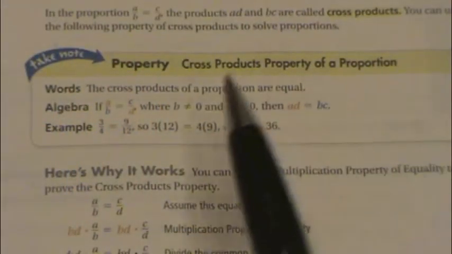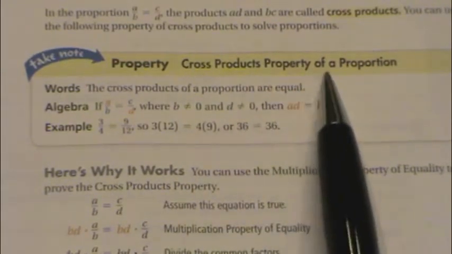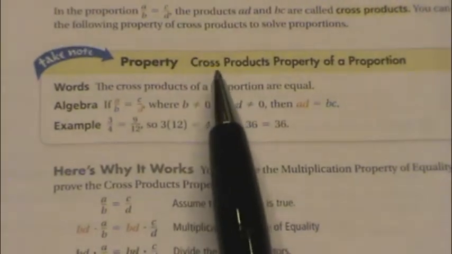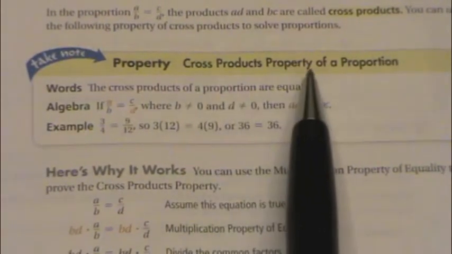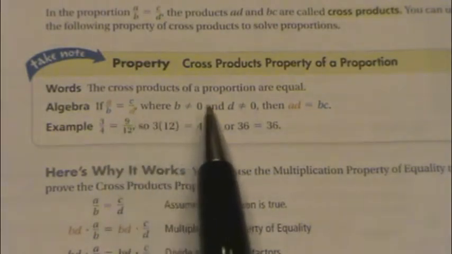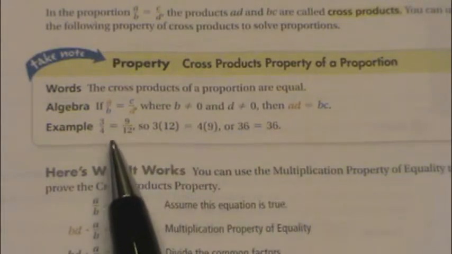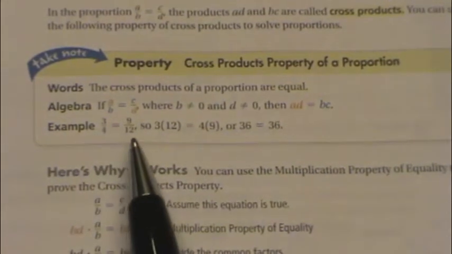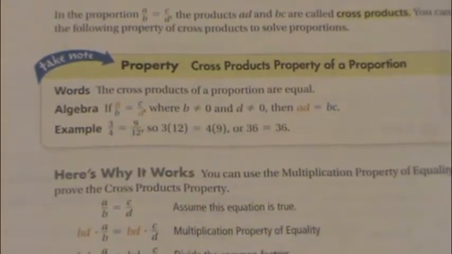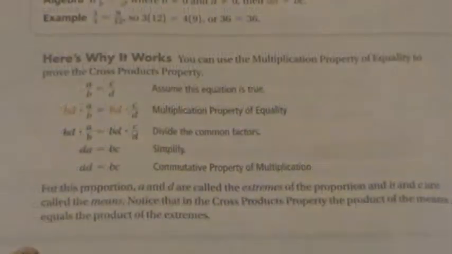So, page 125, take a look. The cross products property of a proportion. So if on your next test I ask you for an example of the cross products property, this is what it should look like. If A over B equals C over D, then AD equals BC. And here's an example. 3/4 equals 9/12, so 3 times 12 is equal to 4 times 9, or 36 is equal to 36.